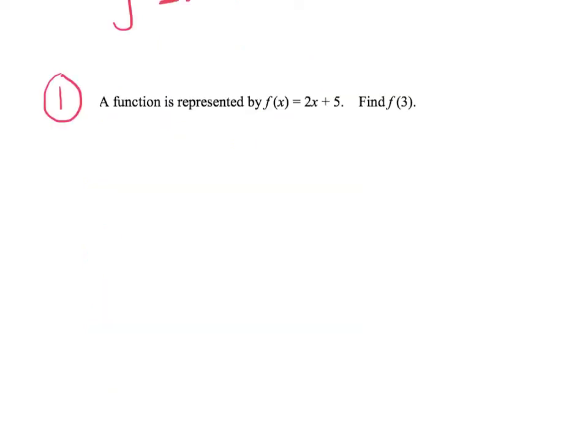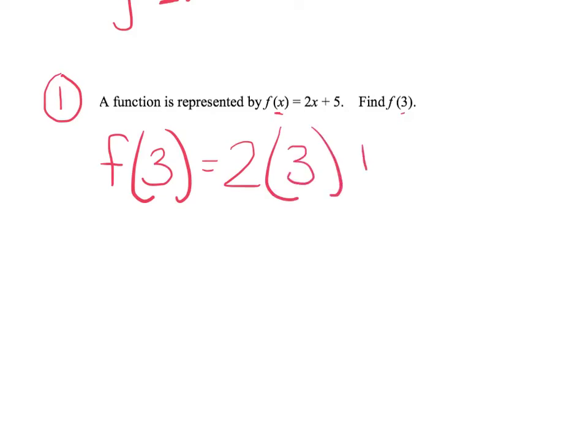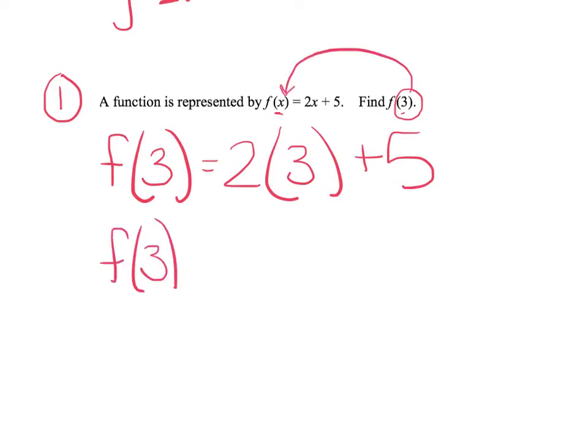Example 1: a function is represented by f of x equals 2x plus 5. Find f of 3. So watch what I do. I'm just going to replace this x with the number 3. So I would say f of 3 equals 2 times 3 plus 5. Notice I'm just taking this number and substituting it into every variable I see that's x. So f of 3, 2 times 3 is 6, plus 5 is 11.